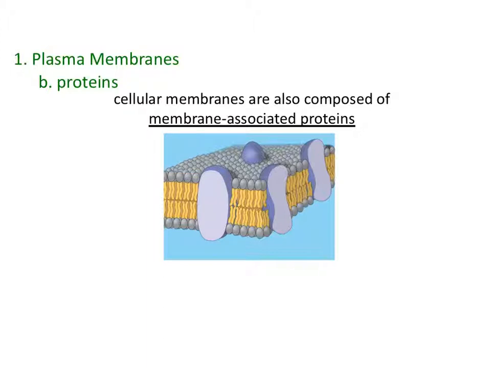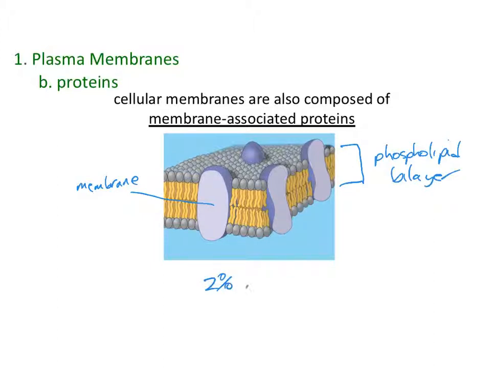The second component of the plasma membrane are the proteins. These proteins are called membrane-associated proteins. Here you can see the purple is a membrane protein that is embedded within the phospholipid bilayer. Even though these proteins are relatively rare, making up only 2% of the molecules, they make up about 50% of the total mass of a phospholipid bilayer, or plasma membrane.